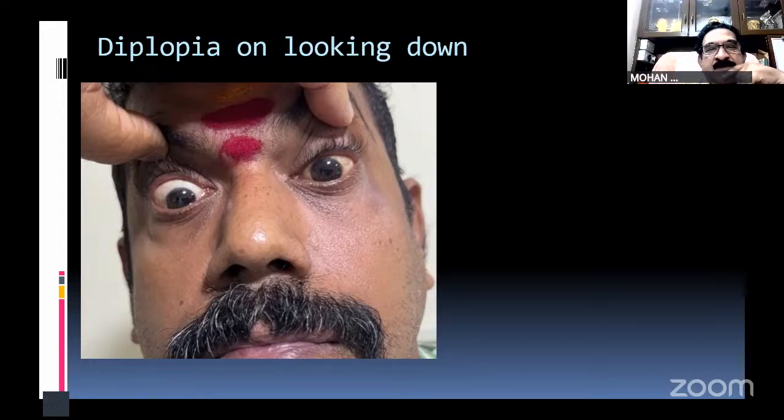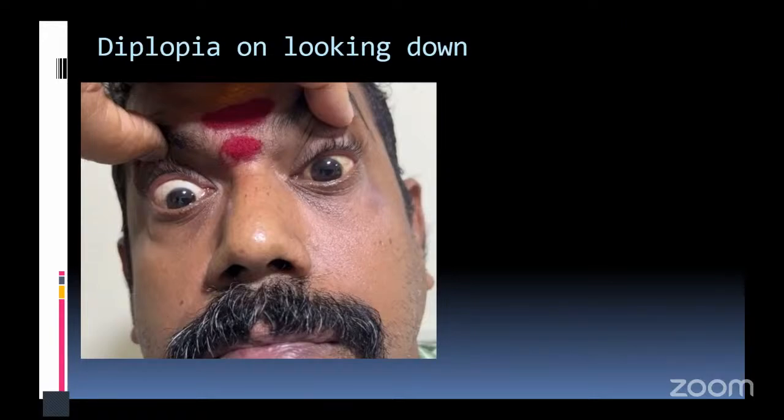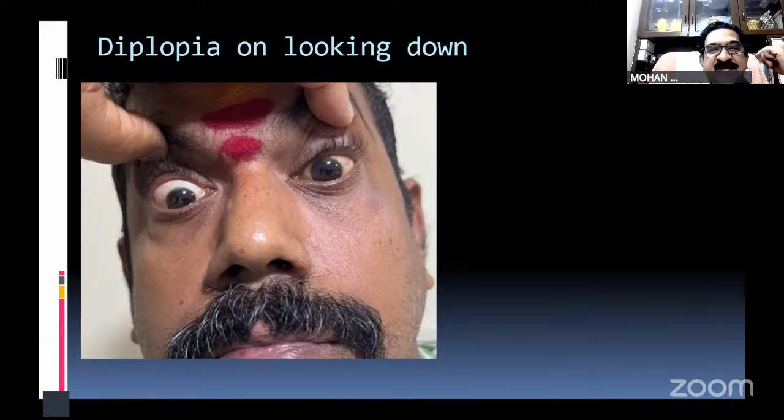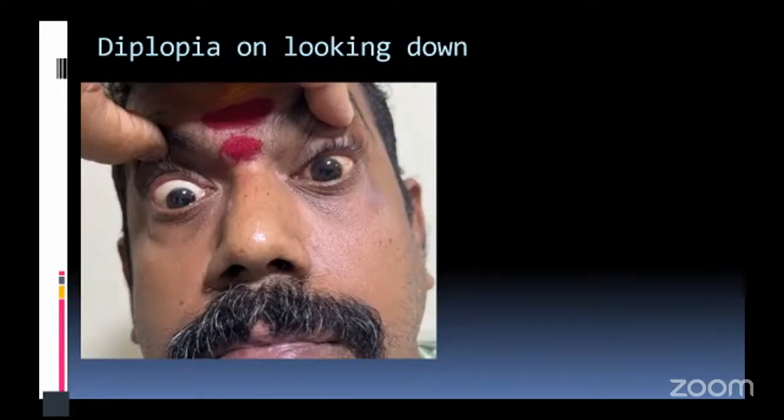No, his left eye is down. That means, and his diplopia is only on looking down, not looking up. So the problem is left eye is up and right eye is down, sir. Correct, what I said is correct. But diplopia is on looking down. So which eye should have been at fault? Left eye. Yeah.